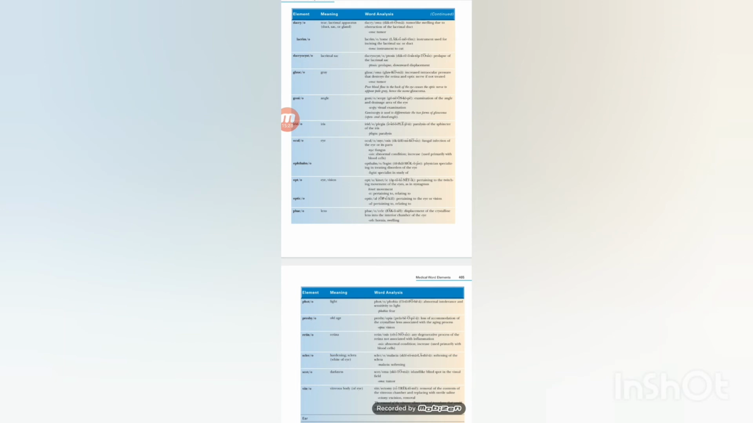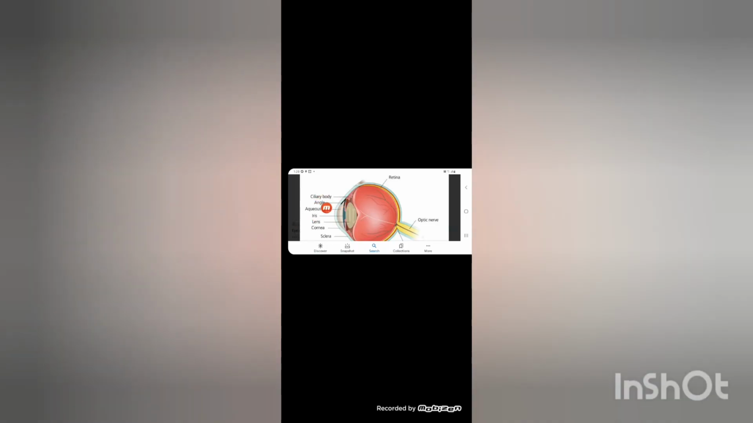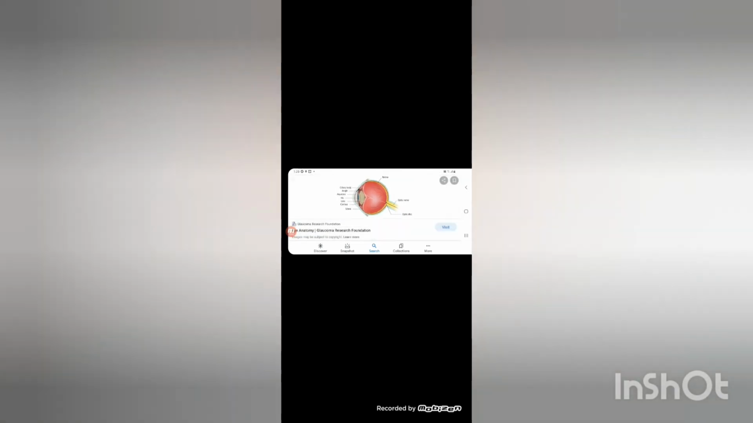Gonio, from angle. Gonioscopy: examination of the angle and drainage area of the eye. Gonio refers to the angle of the eye. This is the angle of the eye. This is the ciliary body. Cornea, lens, iris, sclera.